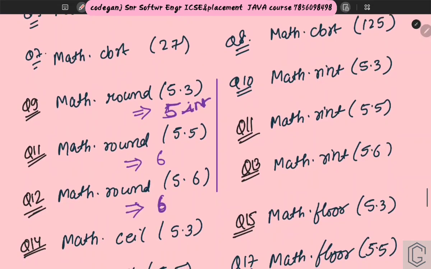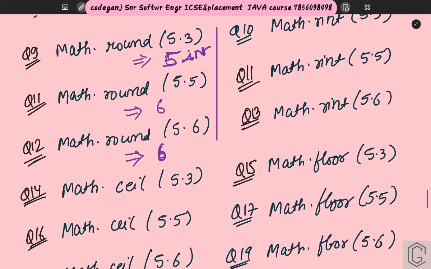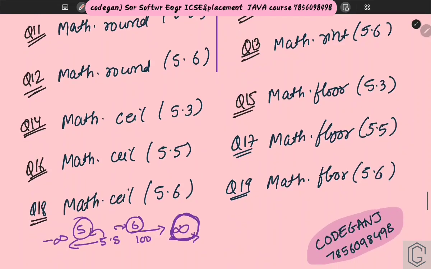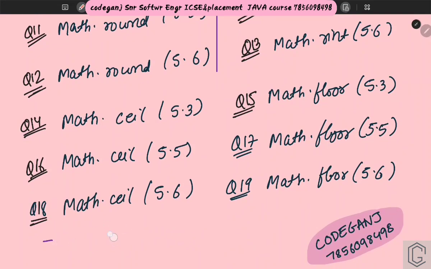Similarly, let us park round and rint for now. Let us come to ceil and Math.floor. You know ceil means ceiling. In your home, the ceiling is where? Above. So 5.6 is lying between 6.0 and 5.0. Ceil will give you the higher value. Floor will give you the lower value.